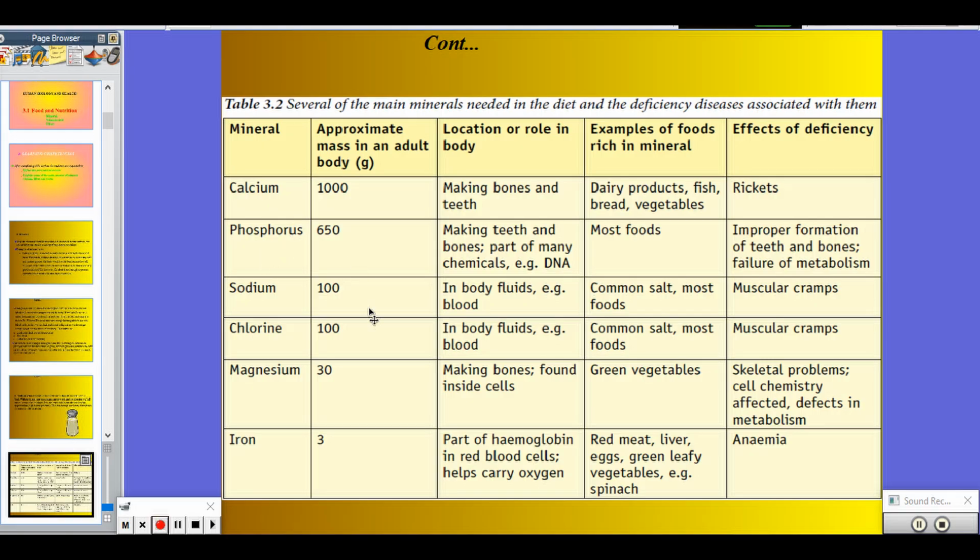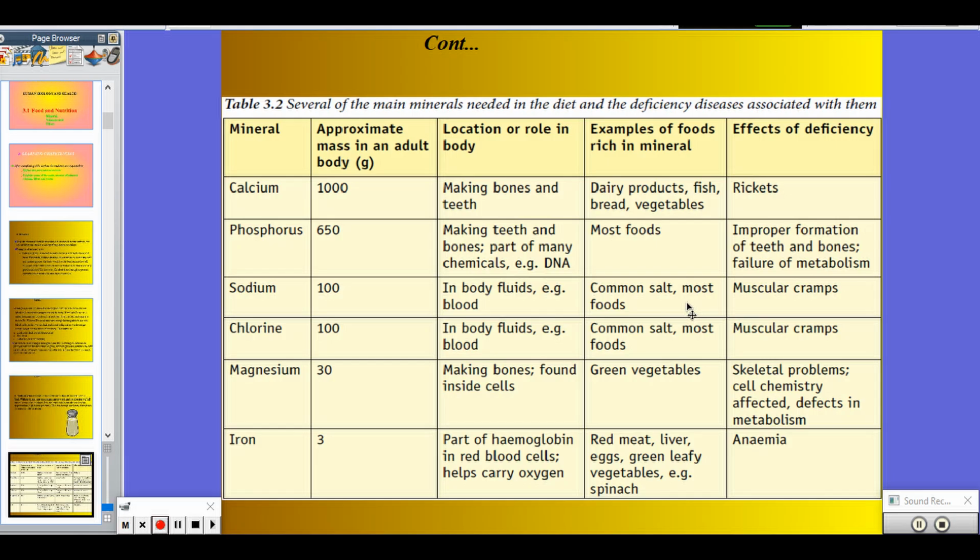Phosphorus: an adult body must take in 650 grams. Its function is making teeth and bones, and being part of many chemicals, for example deoxyribonucleic acid or DNA. Its source is most foods, and lack of it leads to improper formation of teeth and bones and failure of metabolism. Sodium: the approximate amount in an adult body is 100 grams, and its role is in body fluids, for example blood.